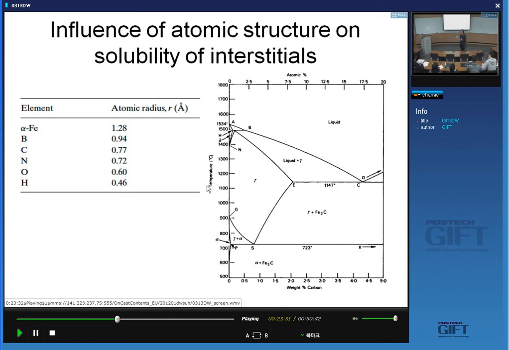And when a sufficiently large amount of hydrogen is accumulated in some small area, it can cause an initiation site of cracks and cause very unexpected failure, which is called delayed fracture.